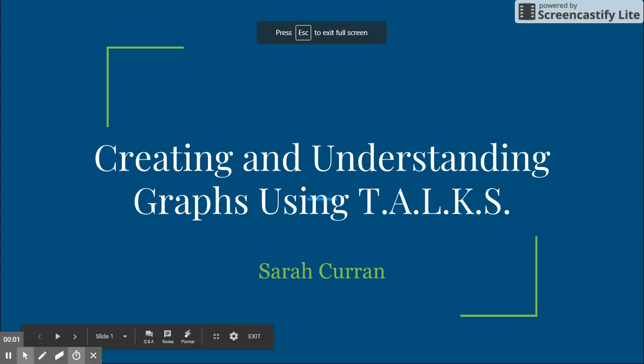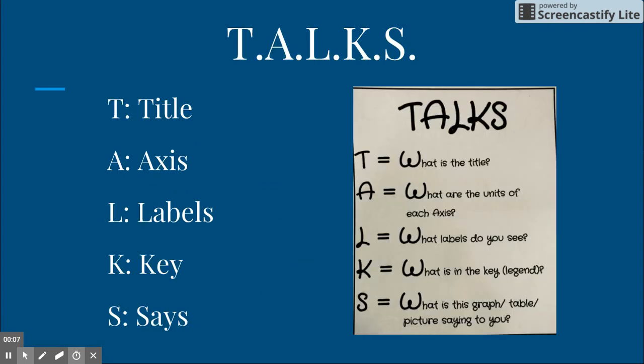Hey y'all, so today we are going to be talking about creating and understanding graphs using TOX. So what is TOX? TOX is an acronym that helps us identify the components of graphs and develop a deeper understanding of what those graphs are saying to us. And so each letter stands for something different with our graphs. So T for title, A axis, L labels, K key, and S for says.